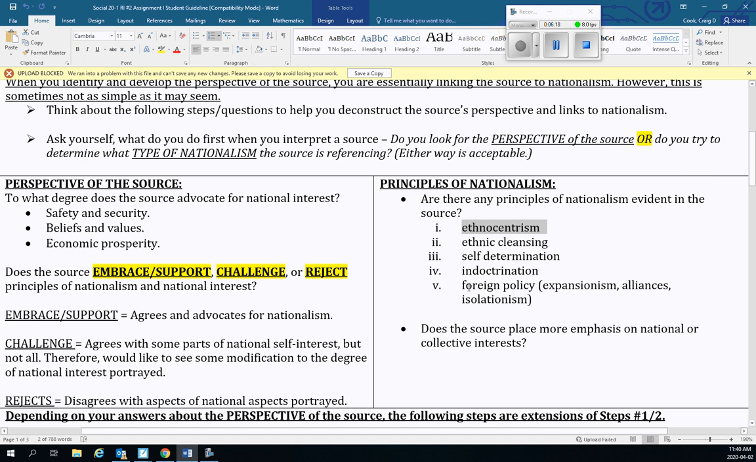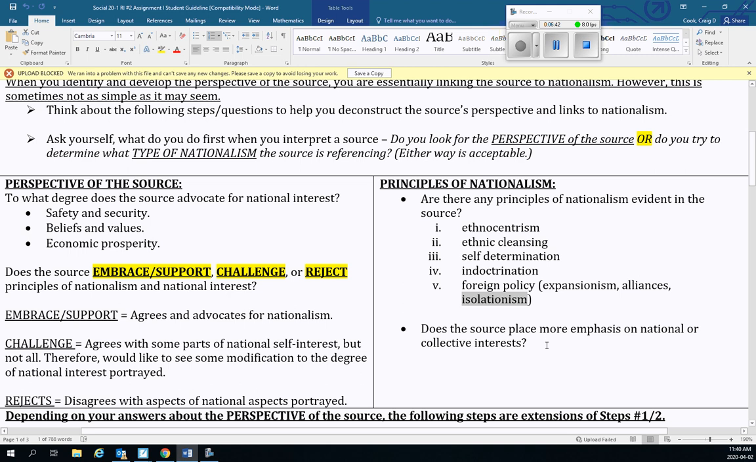But for sure, I see foreign policy. For sure, I see expansionism. For sure, I see alliances. I don't really see isolationism, although maybe you could say that Europe is being shaken out of an isolationist era in which they hadn't been involved in war and conflict for over 100 years since the Napoleonic Wars. So those would be the links that I would be going after.